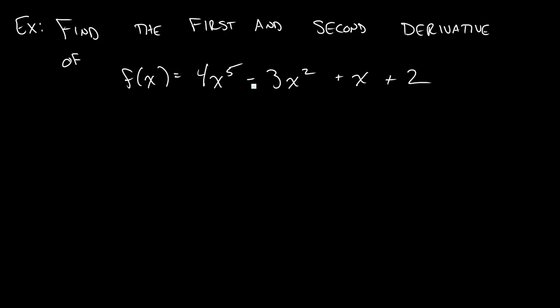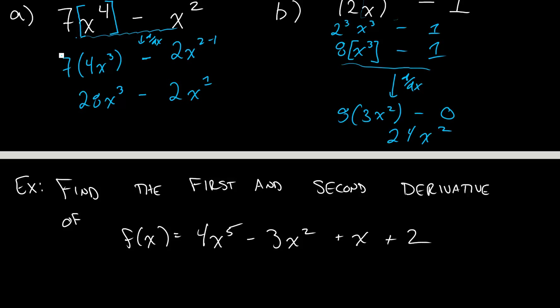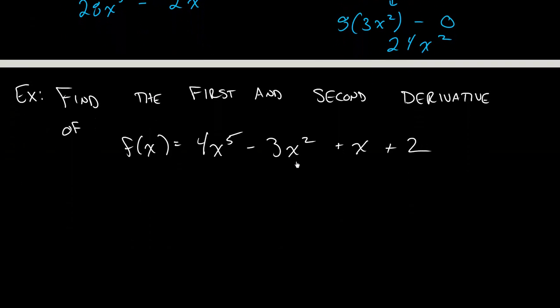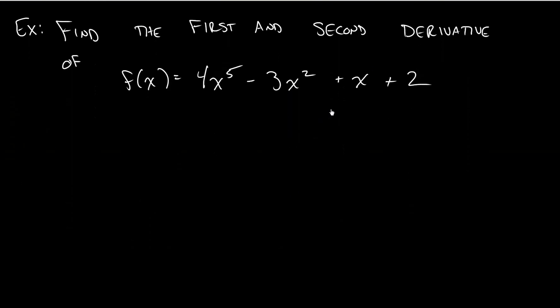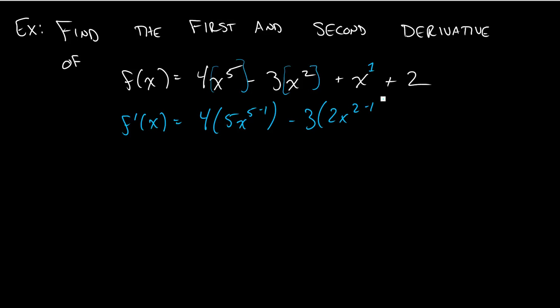Okay, so f prime of x, we're going to basically use the same kind of idea we did above, right? We're just taking the sum and difference of a bunch of things, so we're going to get the sum and difference of a bunch of derivatives for our derivative. So f prime of x, remember I'm going to set these off in brackets, so I know how to take the derivative of this, I know how to take the derivative of this, and I already know how to do these two. This is x to the first, remember? So I'll get 4 times 5x to the 5 minus 1, minus 3 times 2x to the 2 minus 1, plus 1x to the 1 minus 1, plus 0.